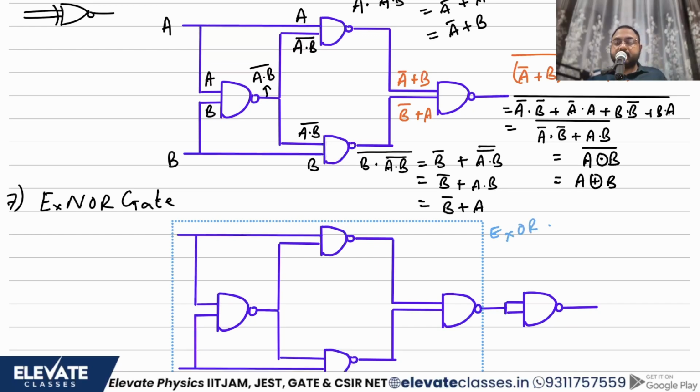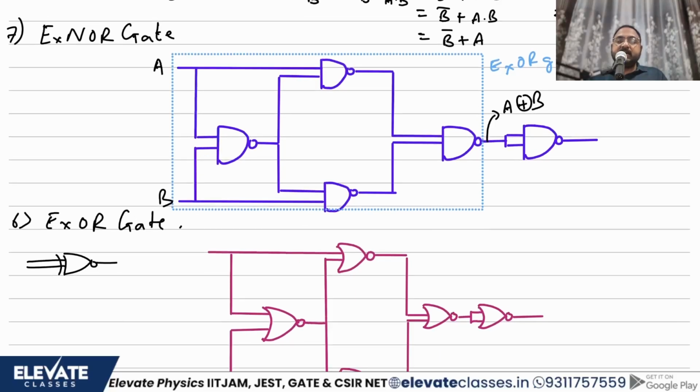Sorry. This is an XOR gate. So what I have done is, I can write this as, this was A, this was B. The output at this point is nothing but A XOR B, right? That is the output here, A XOR B.